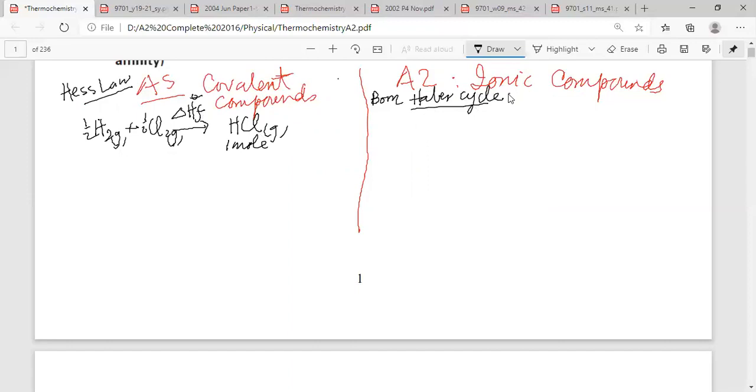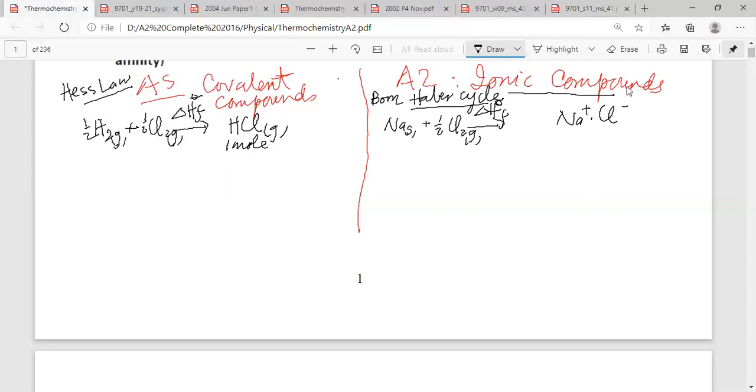Here you have the same thing. I want to form 1 mole of my ionic compound. You apply the same heat of formation definition. Here's 1 mole of your NaCl, Na+ Cl-, formed from my elements, which is sodium solid plus half Cl2 gas. This is also called the heat of formation. So this term, heat of formation, applies to any type of compound, covalent as well as ionic. It's the formation of 1 mole of the compound from its elements at standard conditions.